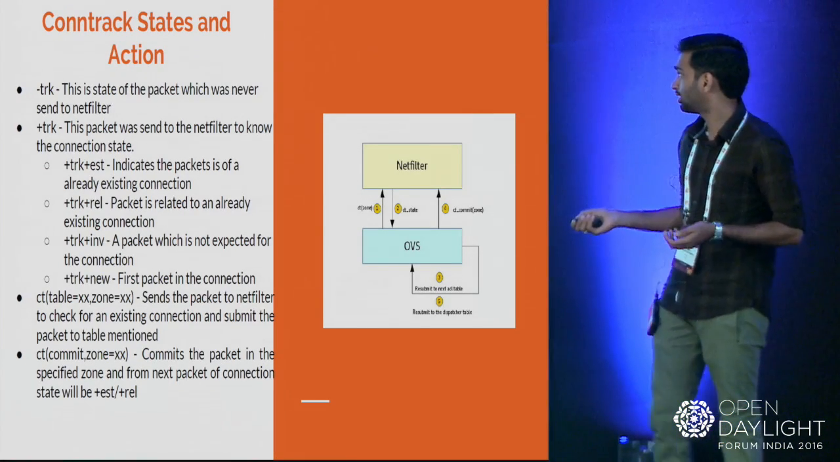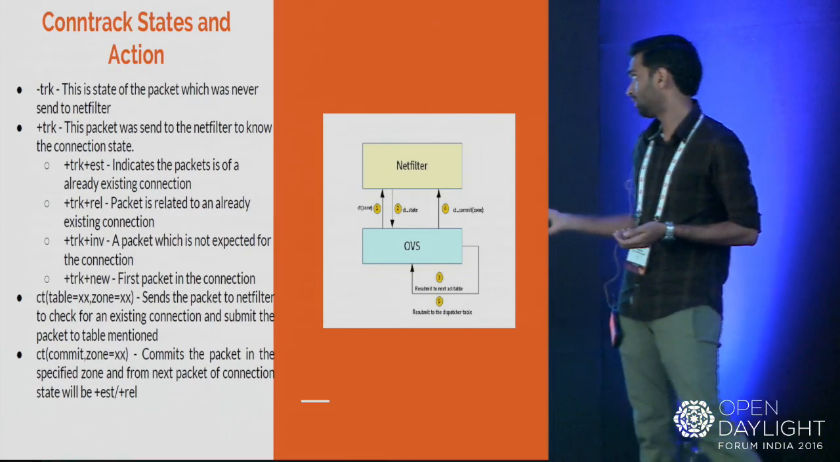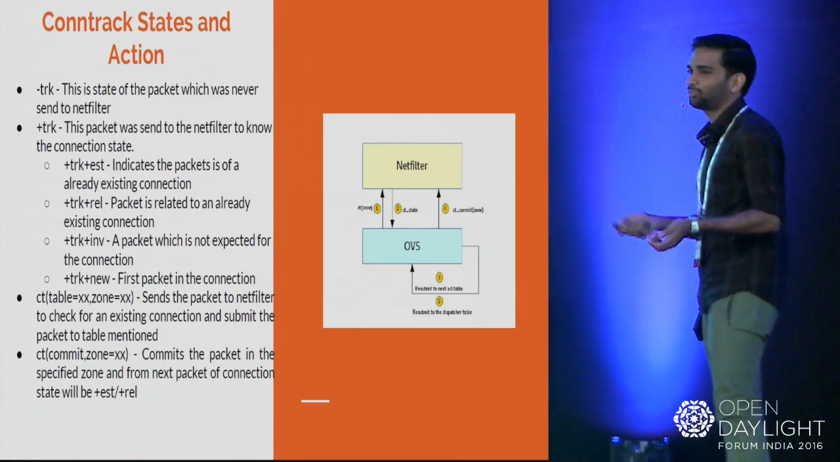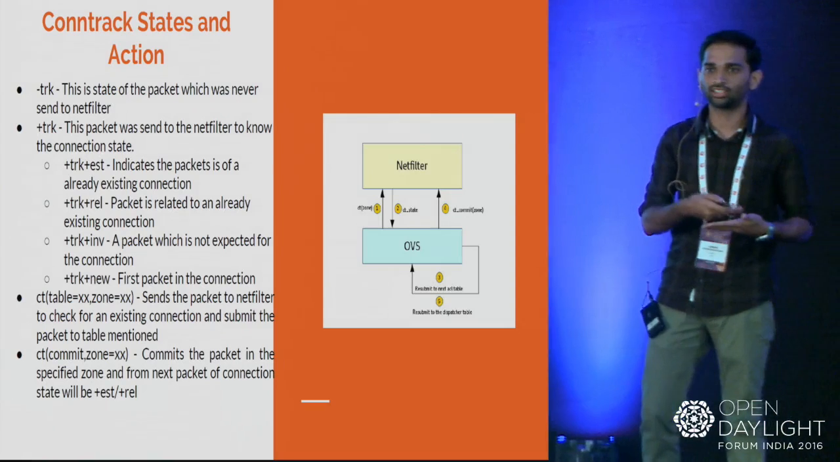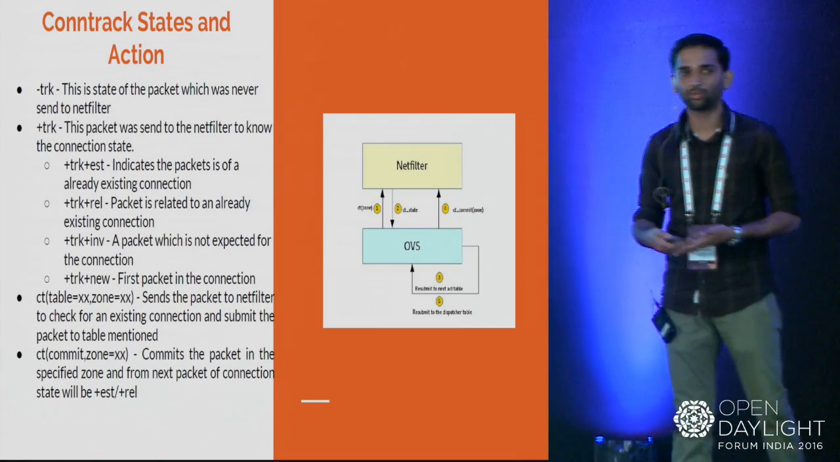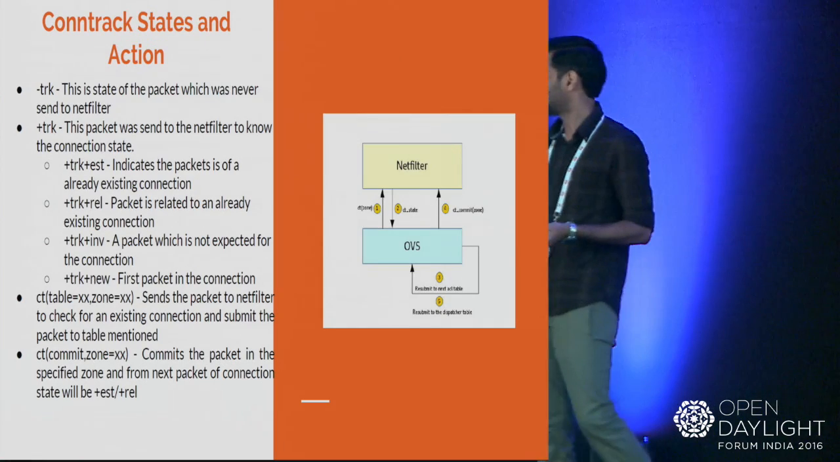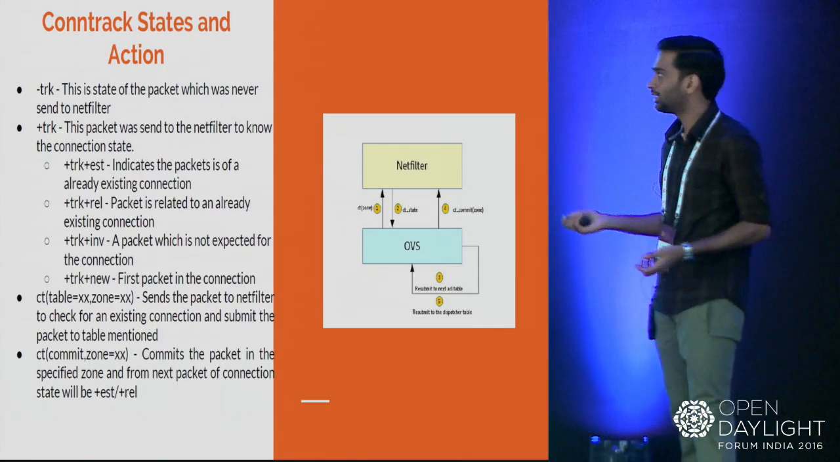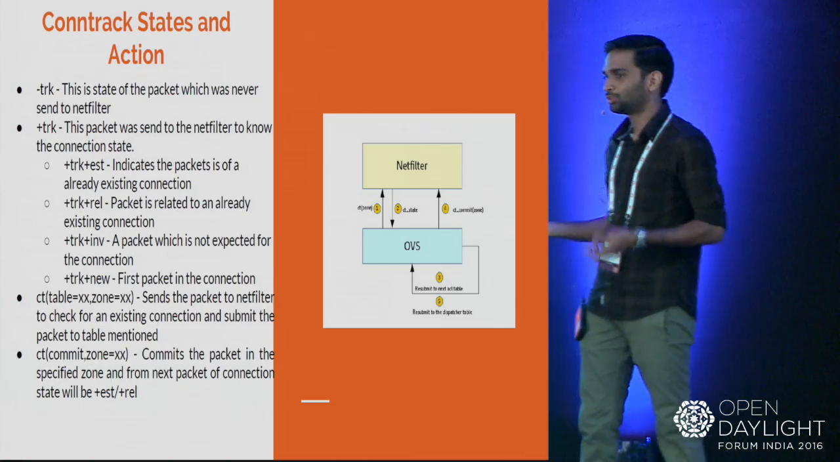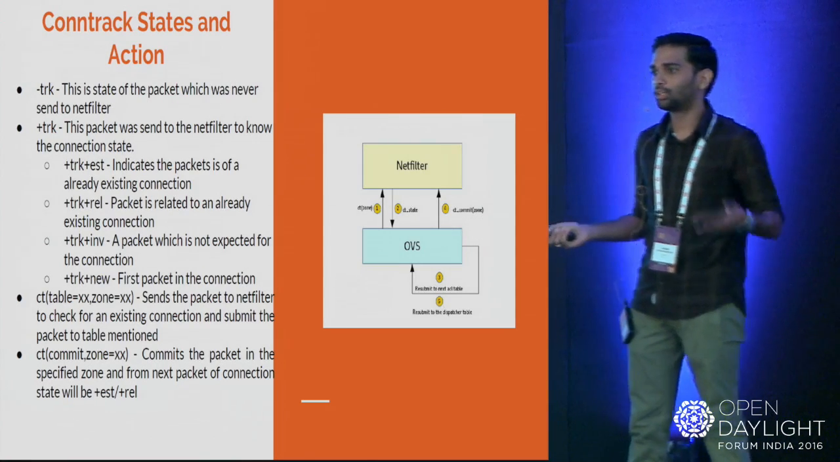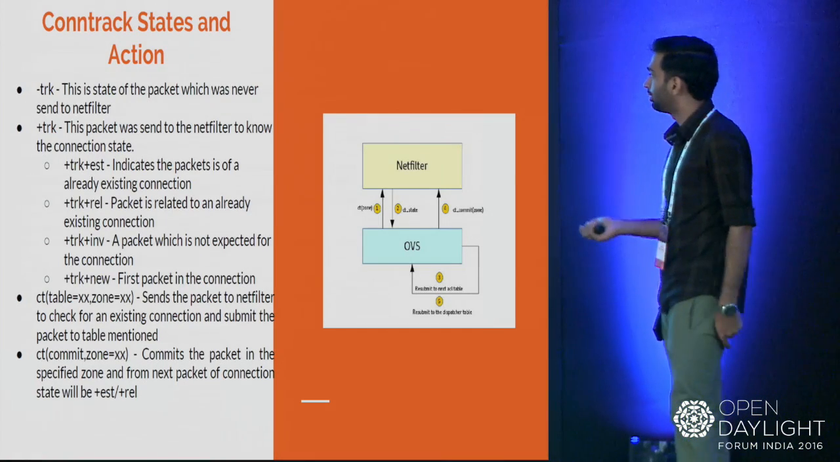Just to go through the other states as well, plus track plus related is something like, if you have allowed one connection, the related connections also will be allowed. One example I always give is the FTP connection: when you establish a control channel, the data channel connection will be related. So if you're allowing one, the related connections also will be allowed by default.